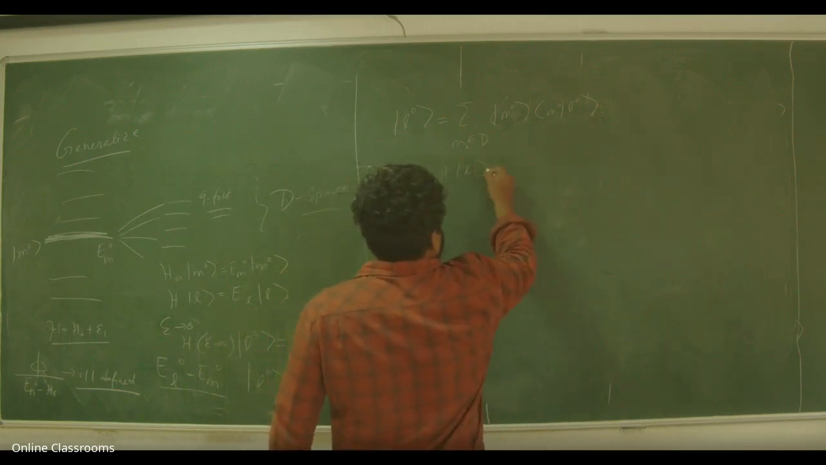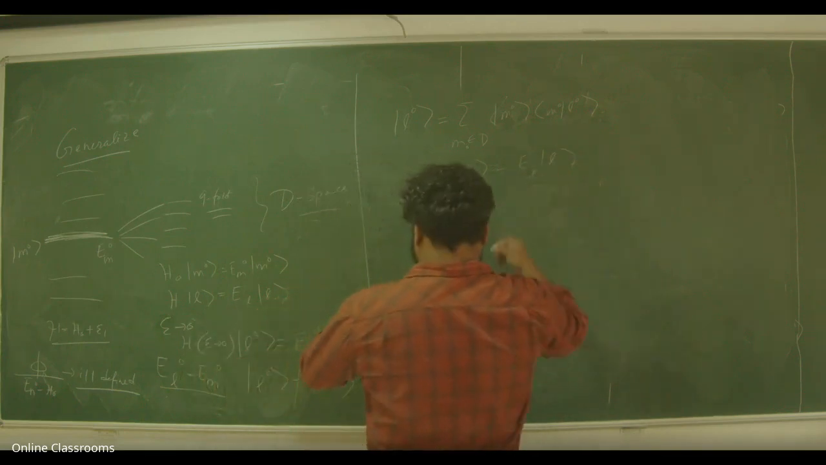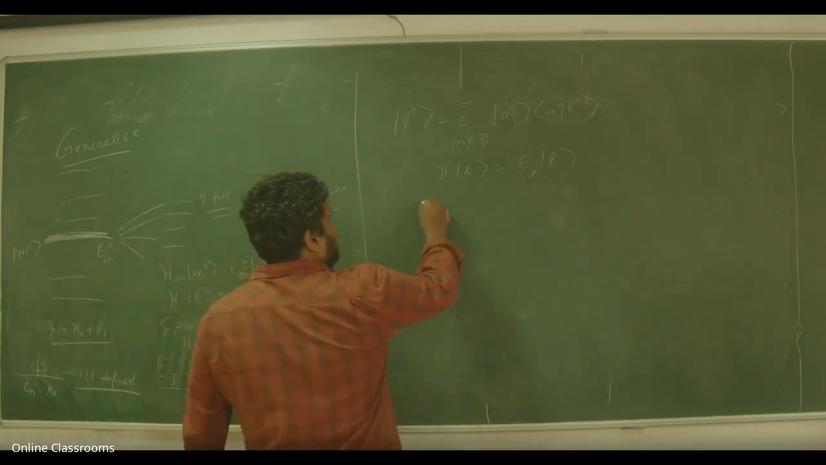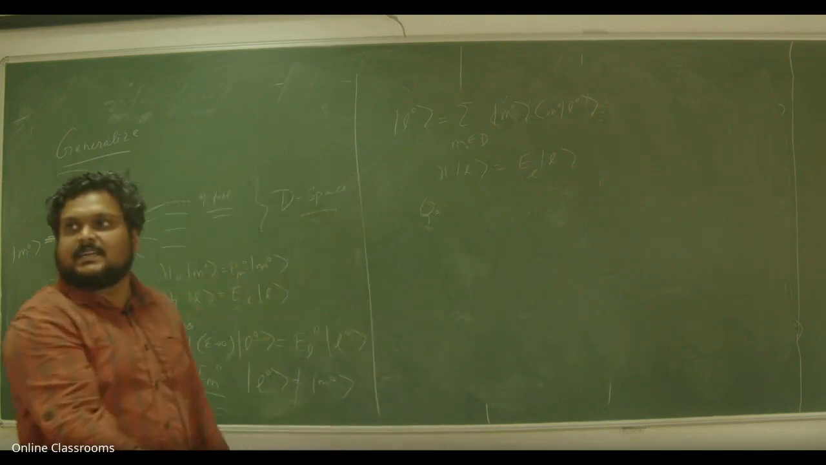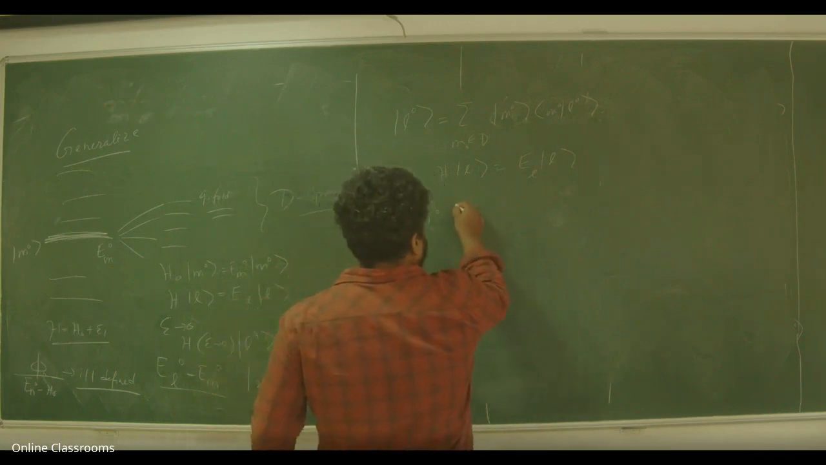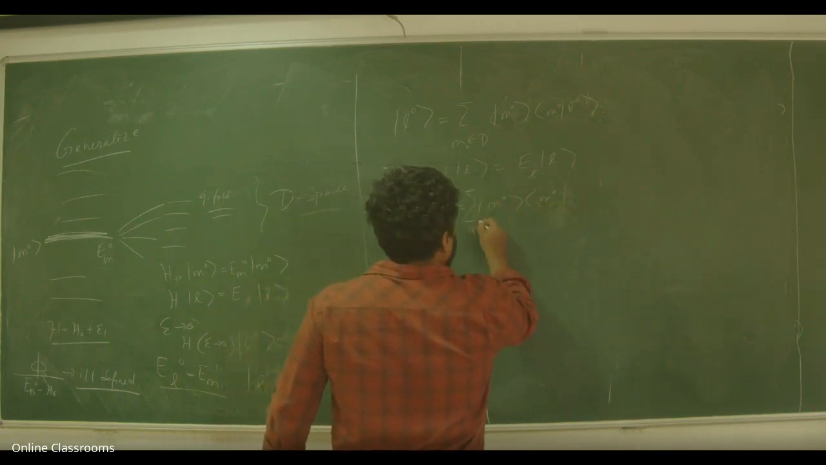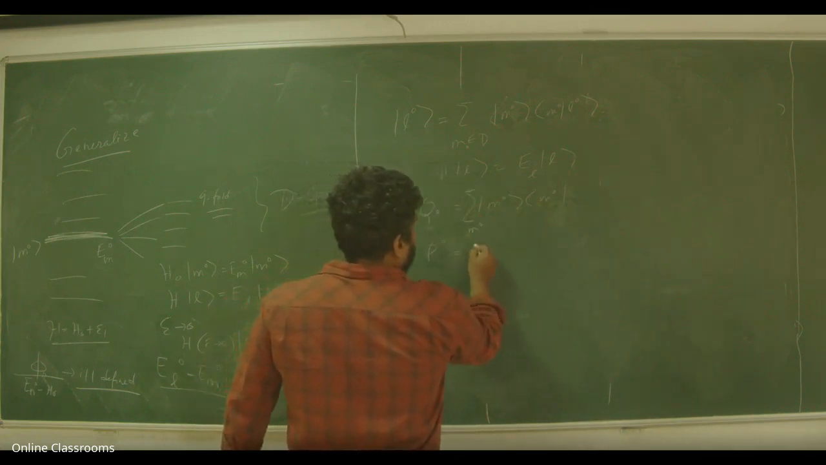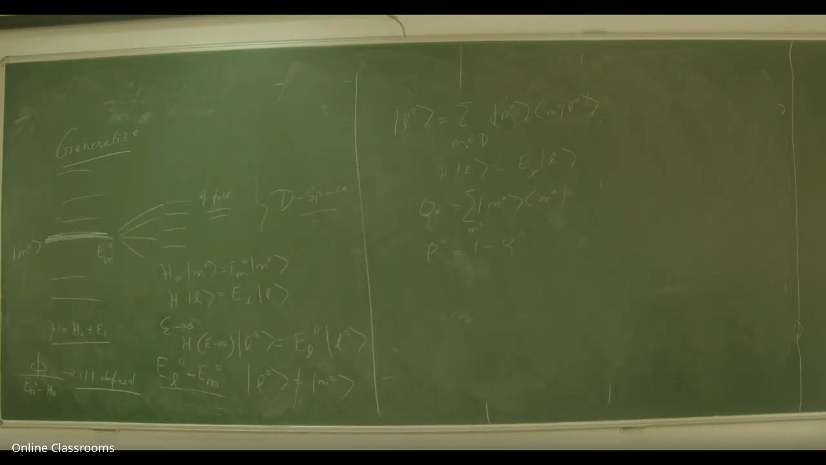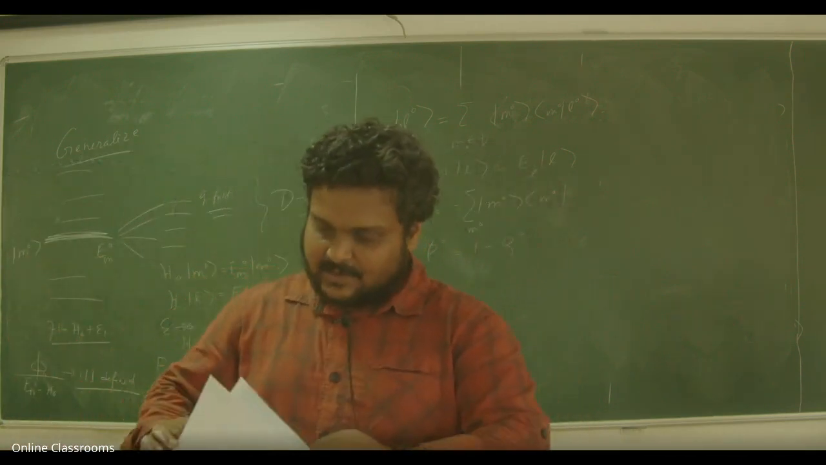So HL, EL, ELL. Okay, so now I will define two operators, two projection operators. One is Q naught, whose job is to project into this subspace. Another is P naught, which is the rest of the subspace. So Q naught is nothing but M naught, and P naught is 1 minus Q naught. Okay. Just to separate these two spaces. Okay. So now I will use these two subspaces and do some algebra.